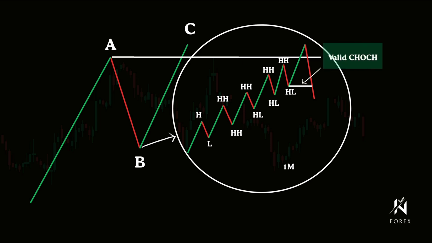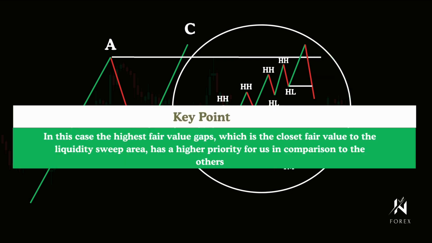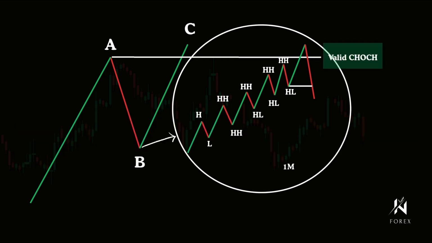Now our next move is to identify fair value gaps close to where price currently is. Suppose we've found 3 fair value gaps nearby. Now the key question becomes which one offers the best trading setup. The important point here is that the uppermost fair value gap, located nearest to the liquidity sweep zone, takes precedence over the others. While it's possible to miss some setups by placing our order at the first gap, it offers a better reward to risk potential. So here we have a valid fair value gap.